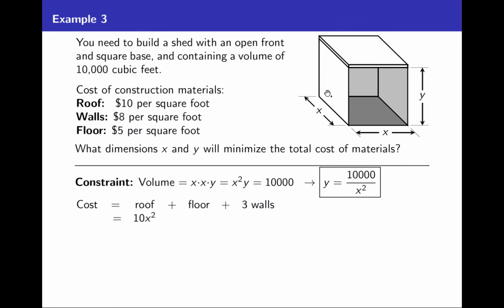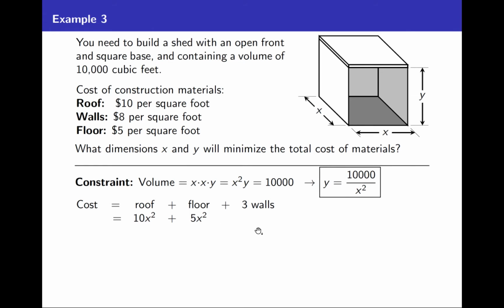Moving on to the floor. Well, the floor is also x squared square feet, but it only costs $5 per square foot. So the cost of the floor is 5 times the area of the floor, which is 5 times x squared.